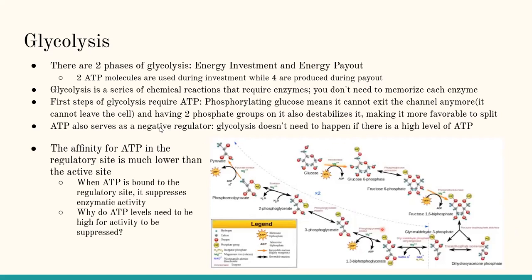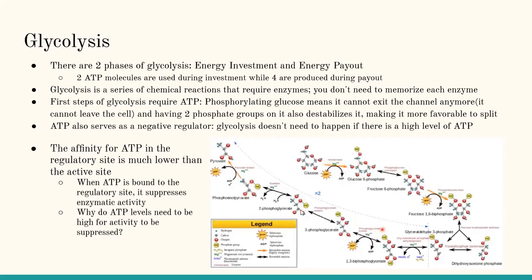ATP also serves as a negative regulator. Glycolysis doesn't need to happen if there's a high level of ATP. The enzyme has an active site where the ATP normally binds in, and one more site, a regulatory site or allosteric site. At this allosteric site, the affinity for ATP is a lot lower than the active site. When ATP manages to bind into this regulatory site, it suppresses enzymatic activity, meaning that if ATP binds in, this cycle in the picture won't happen.